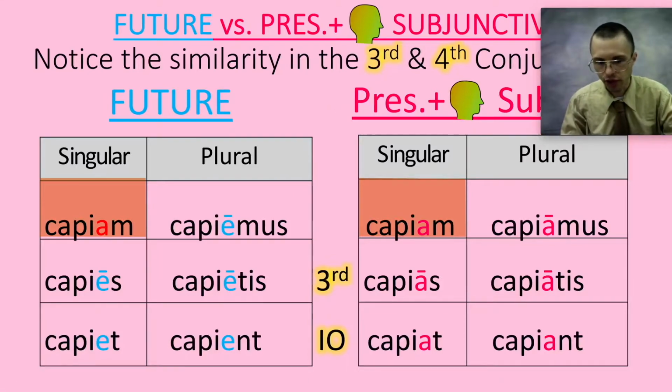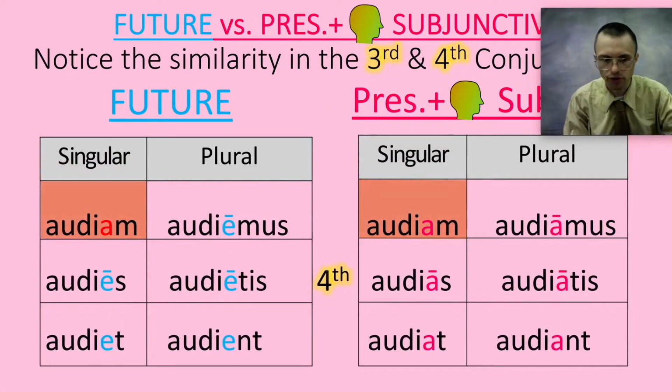Now, as for third IO and fourth conjugation, notice that they are identical in only one of the 6 forms. Everywhere else, there is a distinction between you will hear and you shall hear or may hear.